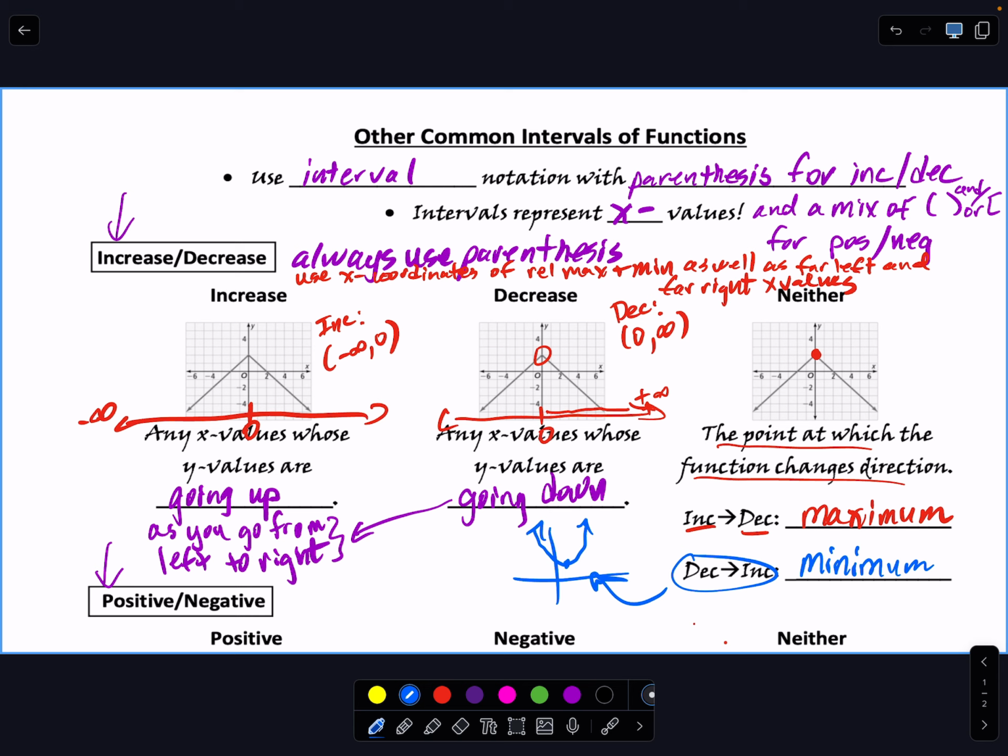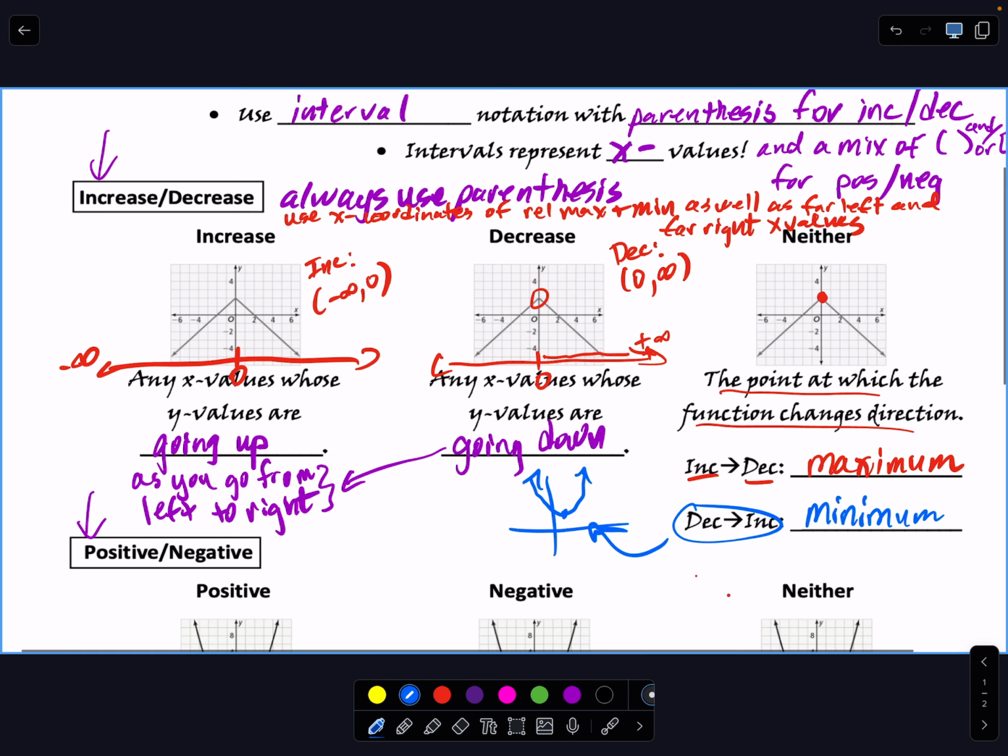So at the point where it changes direction, it's not increasing or decreasing, hence the parentheses.